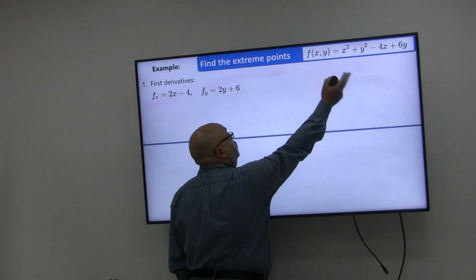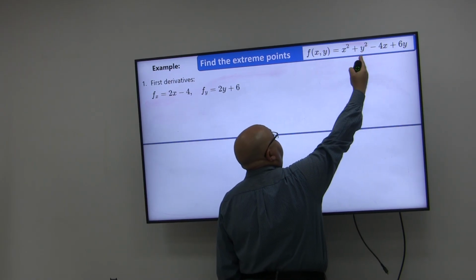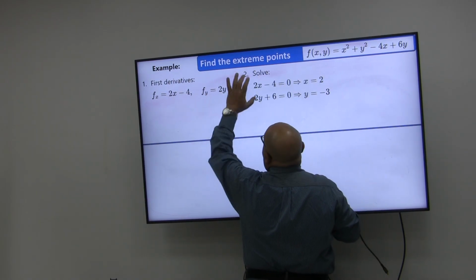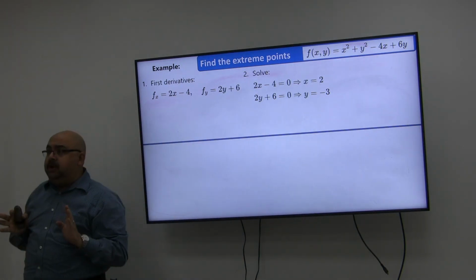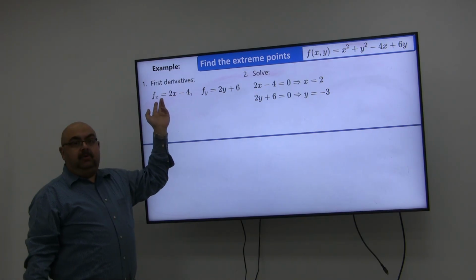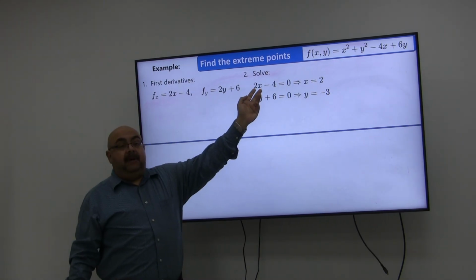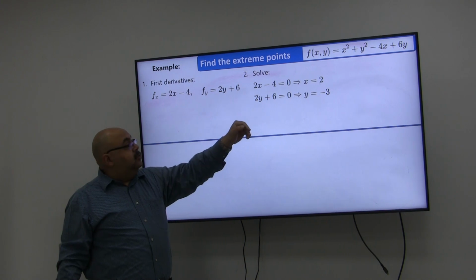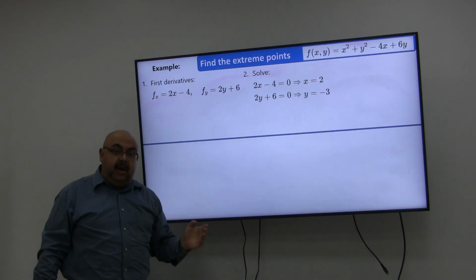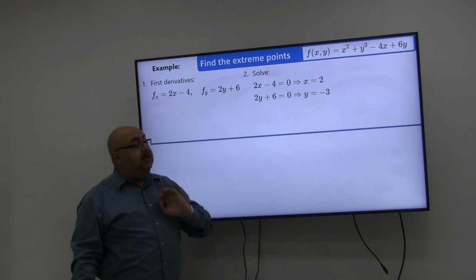Differentiating with respect to x is going to be 2x minus 4. Then differentiating with respect to y is going to be 2y plus 6, as you can see. Now I have these two functions. For the second step, I'm going to solve these two equations together, which is very simple. I will set both first derivatives equal to 0. In the x direction, that leads to 2x minus 4 equal to 0, so x equals 2. Then 2y plus 6 equal to 0, which means 2y equals negative 6, so y is equal to negative 3. So the critical point at this time is (2, negative 3).